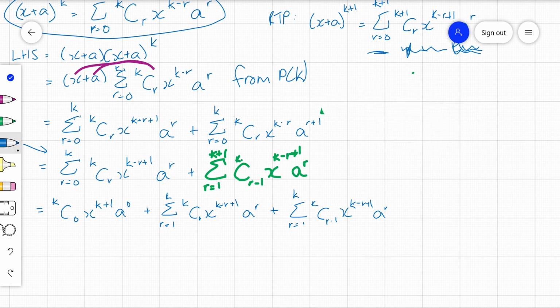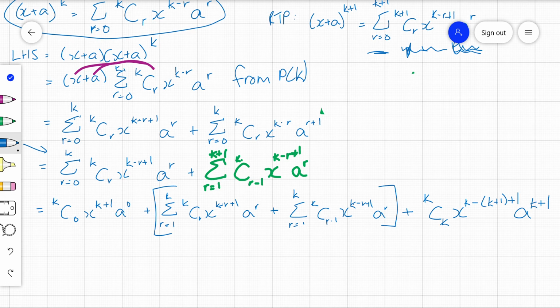Alright, but I've left out the k plus 1th term in this series, so let me write that separately. So basically, look what I'm doing. I want to put those together so they both have to go from r equals 1 to k. So I've missed out the k plus 1. So what's the k plus 1? k choose k plus 1 minus 1. That would be k, wouldn't it? x to the k minus k plus 1, plus 1, and then a to the k plus 1.